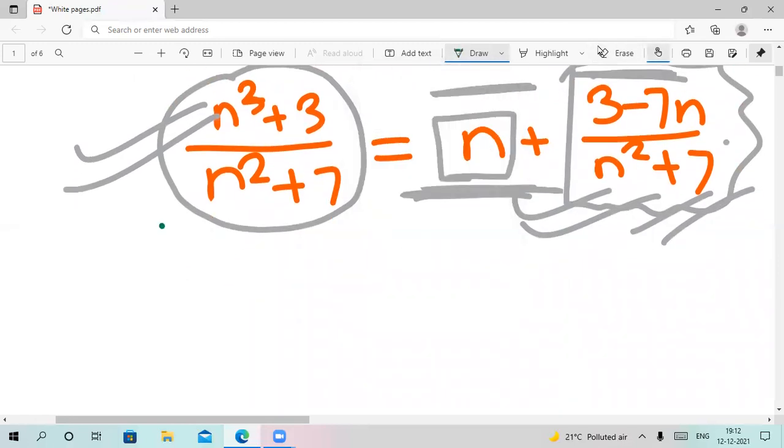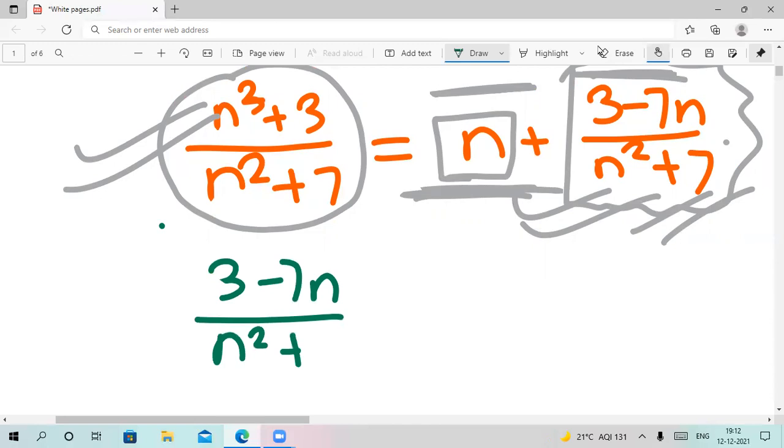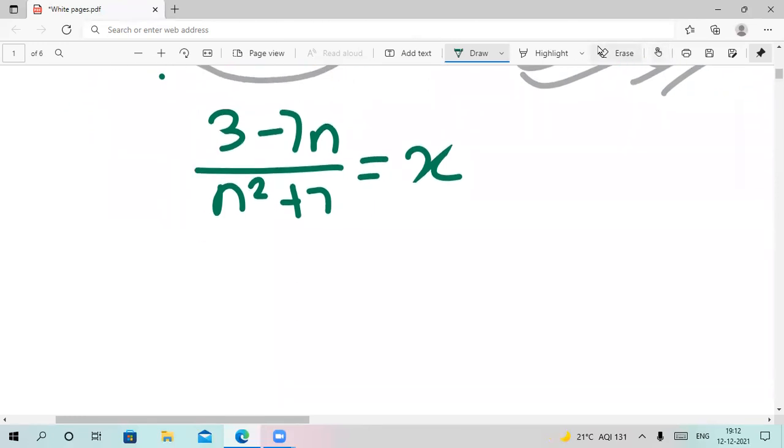All right, moving ahead. Now, as any normal person does when arriving at such a situation, I will put 3 minus 7n divided by n square plus 7 equals x. It is just to establish a quadratic equation in order to evaluate the discriminant and prove that it is a perfect square or greater than 0. Any of these conditions might help in order to solve our question. So let us see what we can develop.